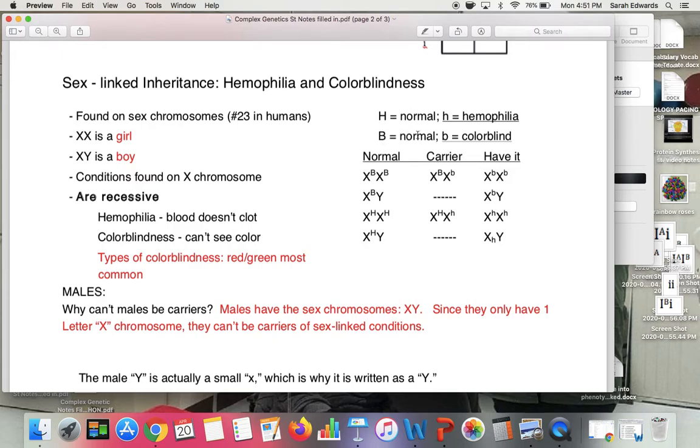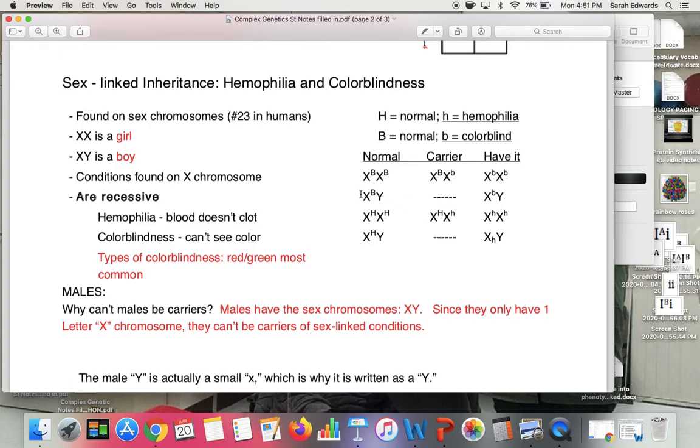Capital B means you are normal and you are not colorblind. So this X big B, the X big B, that is an allele, and that allele means not colorblind. If we look here, this is a female. She's got an X big B. She is not colorblind.